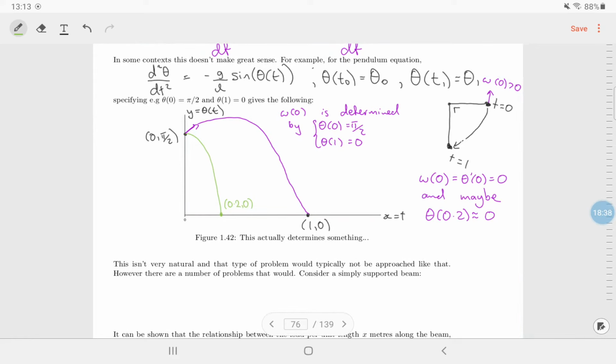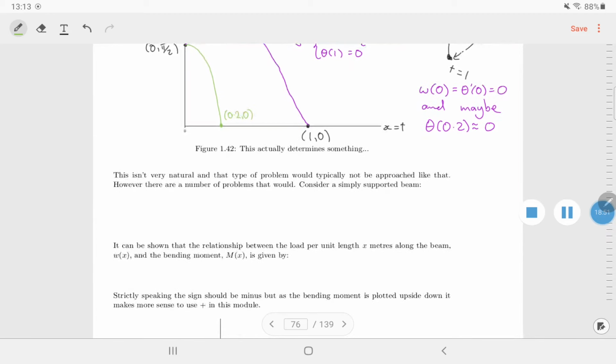This though isn't very natural. The pendulum isn't set up to be what's called a boundary value problem. It's far more natural for it to be an initial value problem. But there are different problems that are like this.